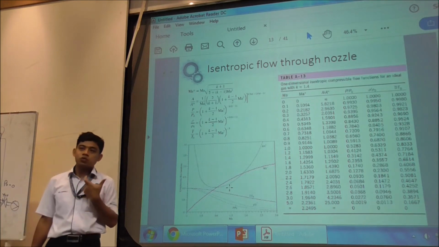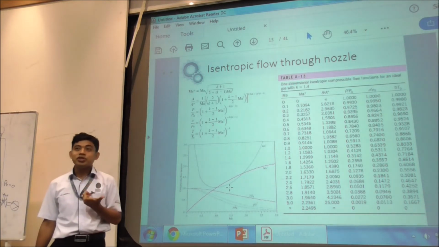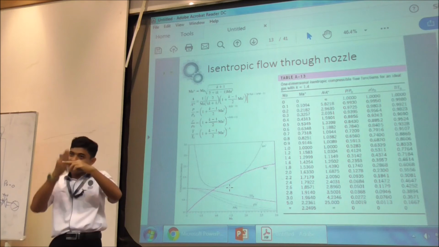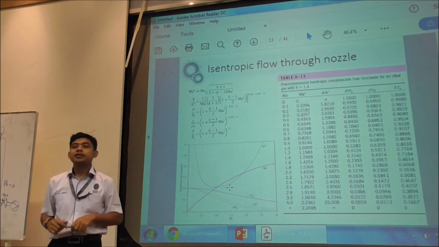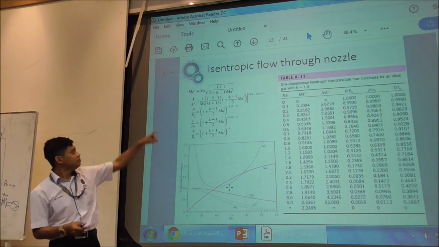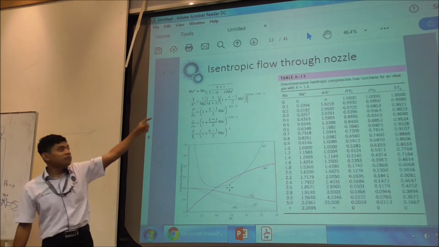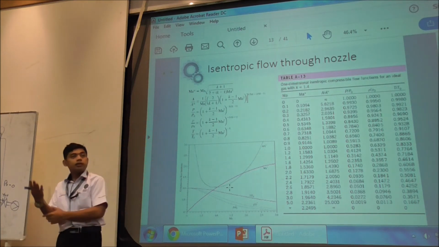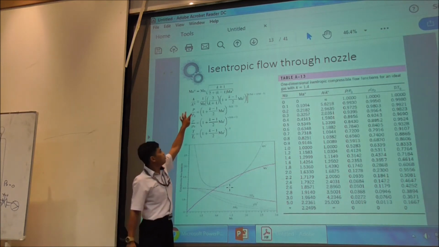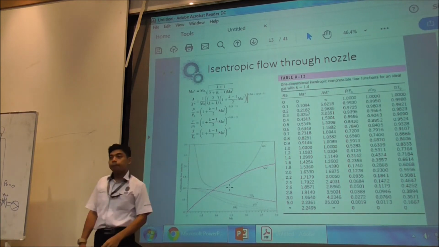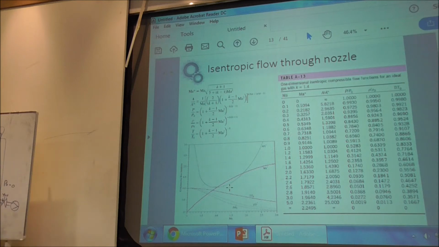Unless you are doing a piecewise linear interpolation, which means you make it very small, cut, then you do that. But it will take you more time rather than using that one. For me, I will just use that one. It's very simple. Use the P over P star, P naught. So this one will be given to you if it is needed, and it is applicable for both converging nozzle and converging-diverging nozzle.